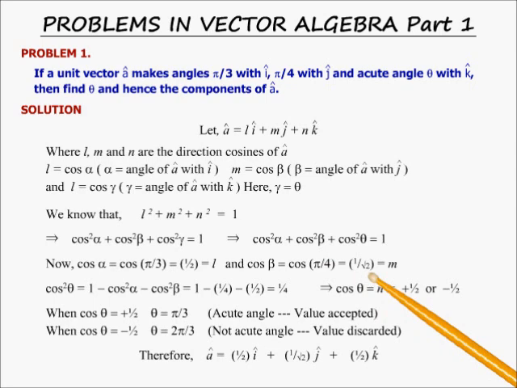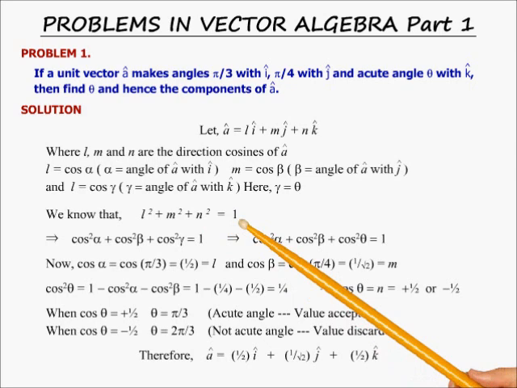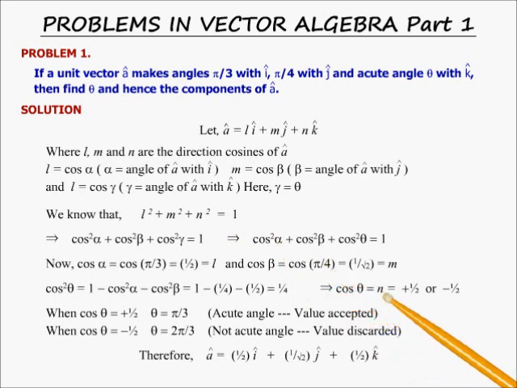Now we know that L square plus M square plus N square equals 1. So we find the value of N from here. N is equal to plus half or minus half. Plus half means the angle theta which the vector makes with k cap is equal to pi by 3, which is an acute angle. If N is taken as minus half, then angle theta would be 2 pi by 3, which is not an acute angle, so this is discarded.